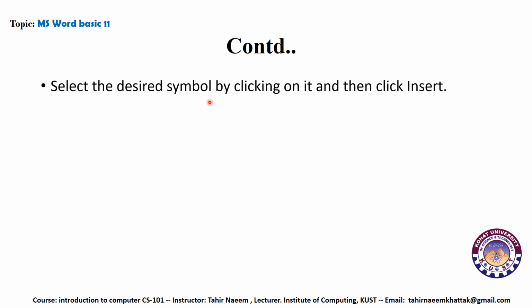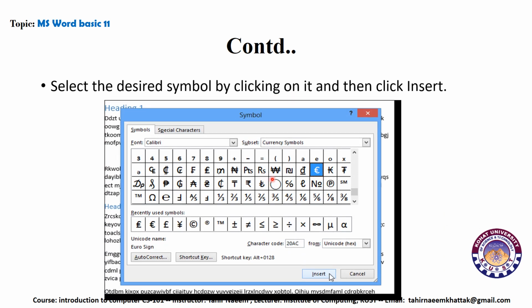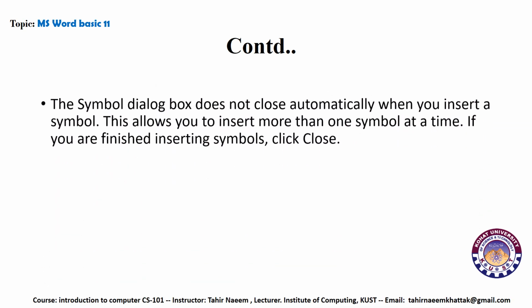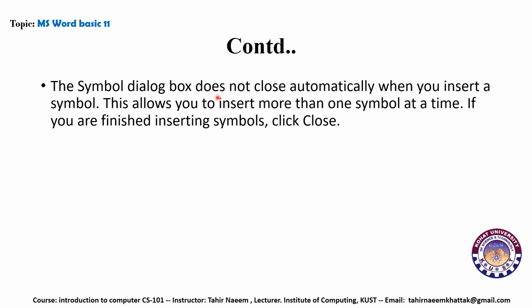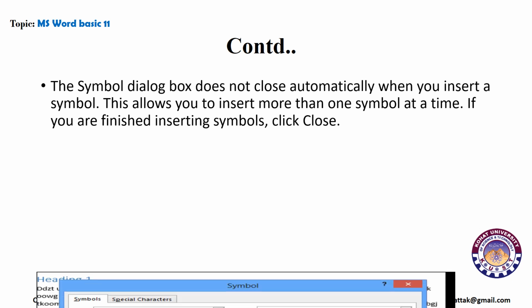We select the desired symbol by clicking on it and then click Insert. As you can see, this is our requirement, so we select it and then click on the Insert button. The Symbol dialog box does not close automatically after we insert a symbol. This allows us to insert more than one symbol at a time. When we finish inserting symbols, we click on Close.